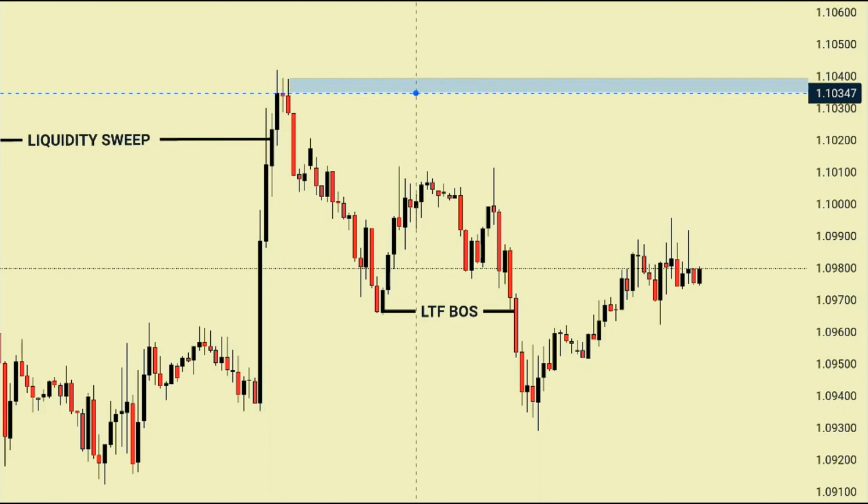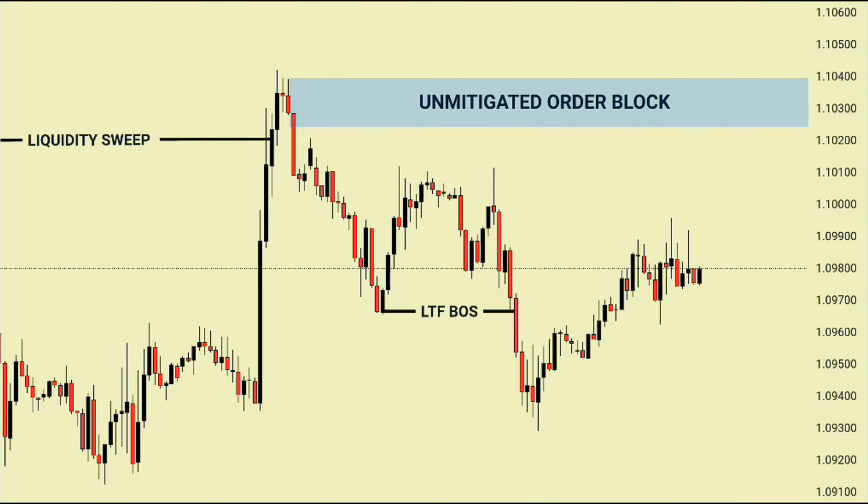Not every order block you mark on a chart is ready to be used. On this chart, notice the strong impulsive move after liquidity was taken. That impulsive move created an order block, the last candle before the expansion. Now here's the key point. Price never came back to this zone immediately. Because price did not revisit it, this order block is called an unmitigated order block. Unmitigated simply means institutional orders placed here are still not fully filled. That's why these zones matter. Smart money often leaves unfinished business behind.